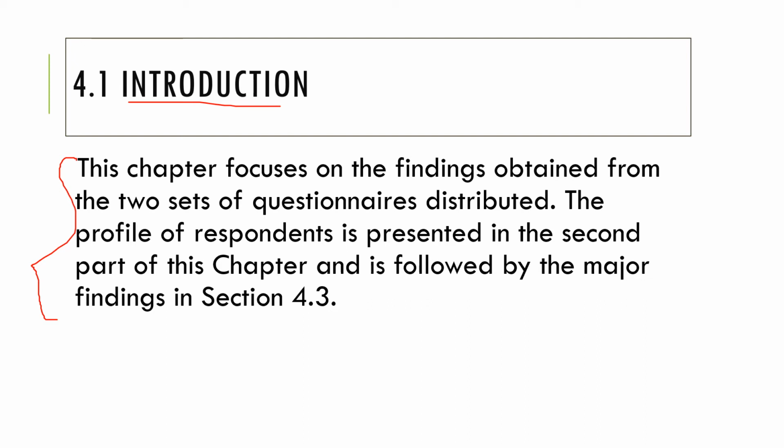But for your introduction, you just need to write briefly what the whole chapter is all about, like it focuses on the findings or outcome. You may want to use the word outcome rather than findings, or results obtained, taken, or gotten from the 2 sets of questionnaire. Okay, so for this study, the researcher actually used 2 sets of questionnaire. Questionnaire 1 and questionnaire 2. So yours might be different.